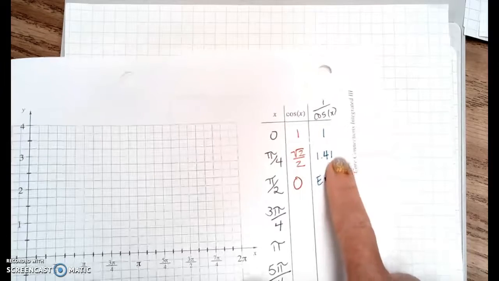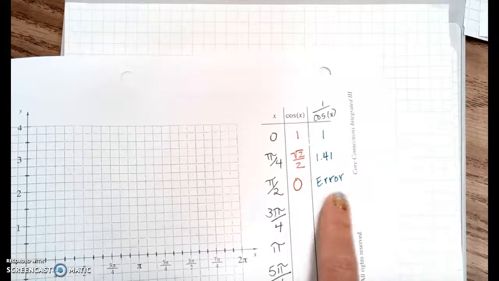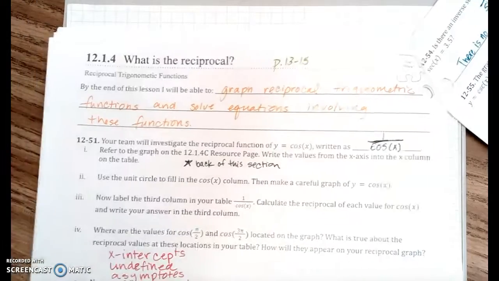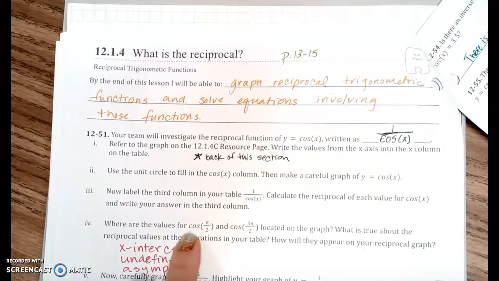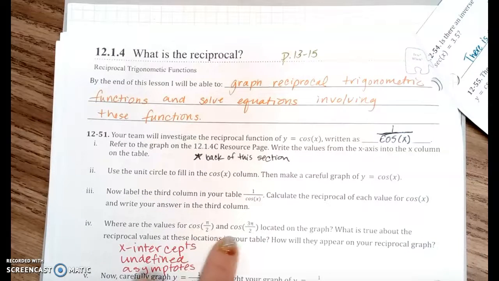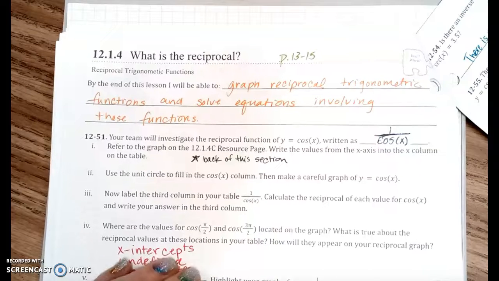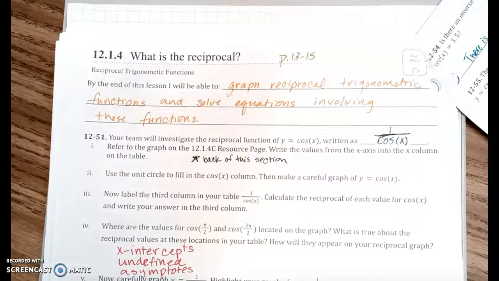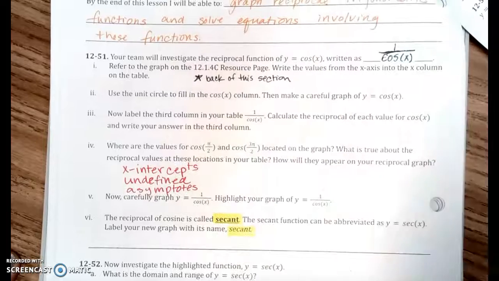You're going to calculate those using your calculator. And when you get to pi over 2, your calculator is going to give you an error. Part 4 says, where are the values for cosine of pi over 2 and cosine of 3 pi over 2 located on the graph? That's going to be where your x-intercepts are at. And what is true about the reciprocal values of these locations on your table? They're undefined. Your calculator is going to tell you error.